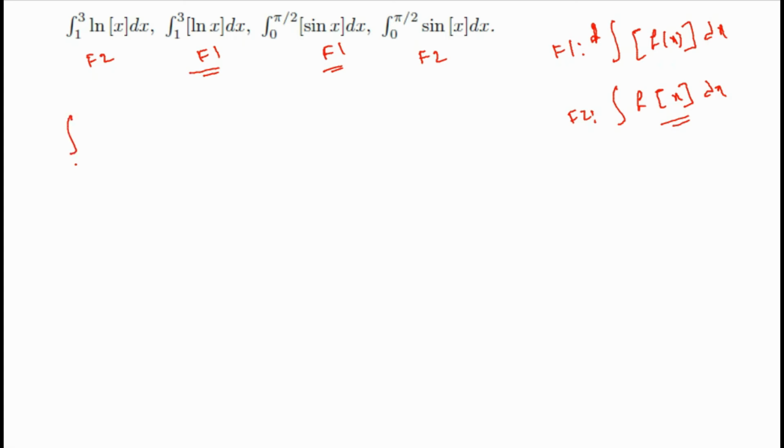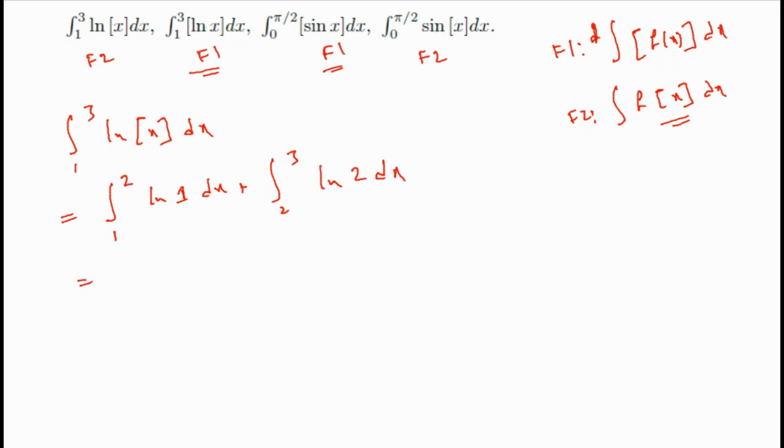For that one, the integral from 1 to 3 of ln [x] dx. Here we will directly use the [x] formula. Where 1 ≤ [x] < 2, [x] equals 1, so ln 1 dx plus the integral from 2 to 3 of ln 2 dx. Now ln 1 is 0, so ultimately we get the integral from 2 to 3 of ln 2 dx, and this integration value is 1, so the answer is ln 2.